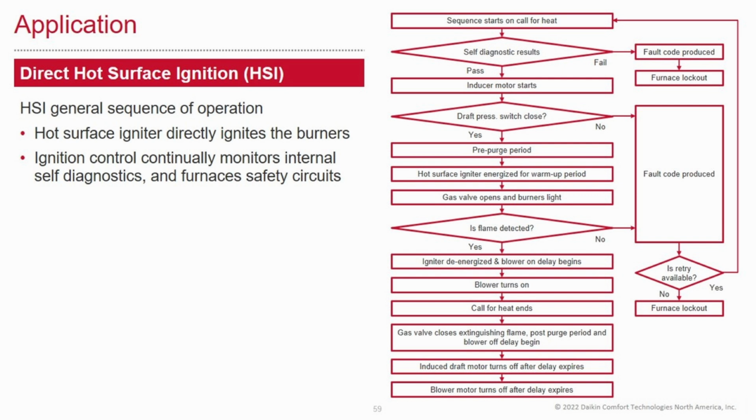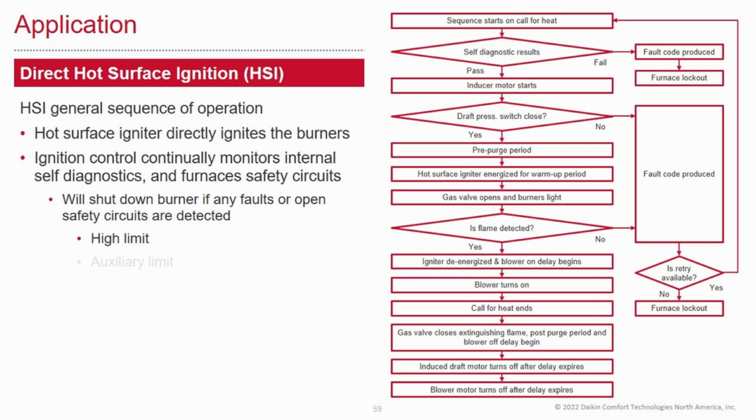Ignition control continuously monitors the internal self-diagnostics and furnace safety circuits. The system will shut down if any fault or open safety circuits are detected, such as high limit, auxiliary limit, loss of flame, loss of draft, flame rollout. The detailed sequence of operation is the same as the interrupted pilot ignition, except there is no pilot gas.